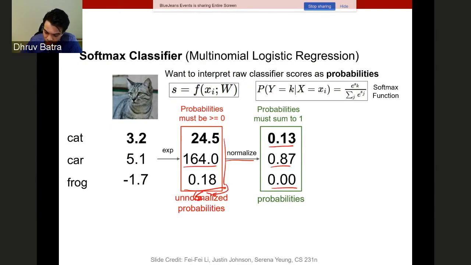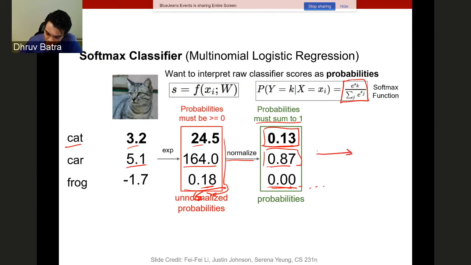Notice that 164 was pretty large, 24 was large, 0.18 was small, so that just got squished down to a third decimal or fourth decimal value, which we're not showing here. So the probability of this image being a cat is 13% roughly, or 0.13, and of being a car is 0.87, because we've exponentiated these scores, summed them, and normalized them. And that is written as this function right here.